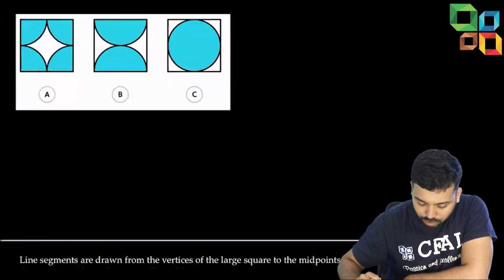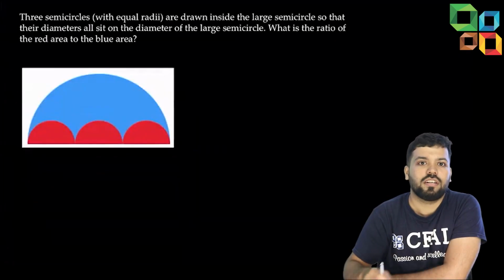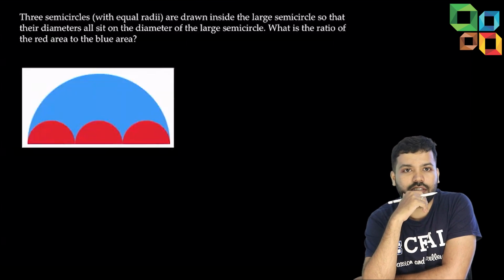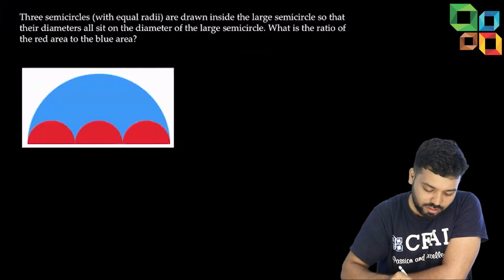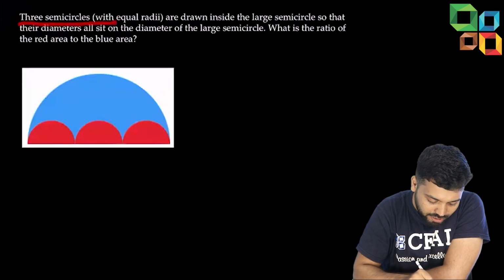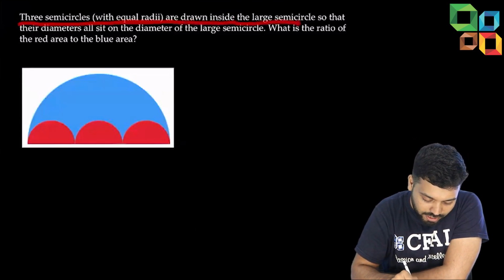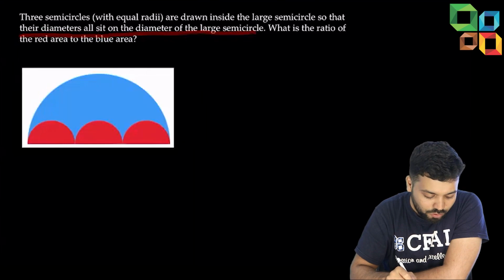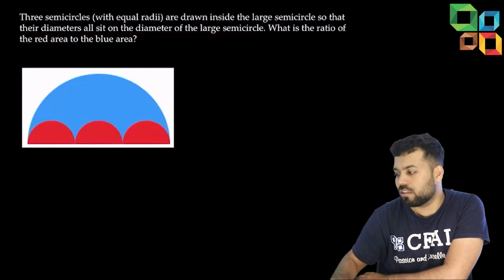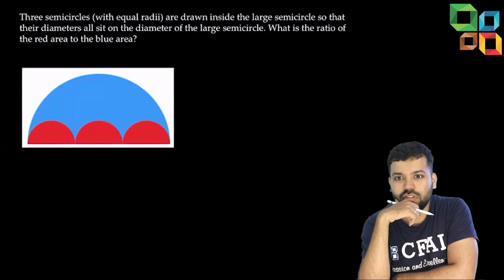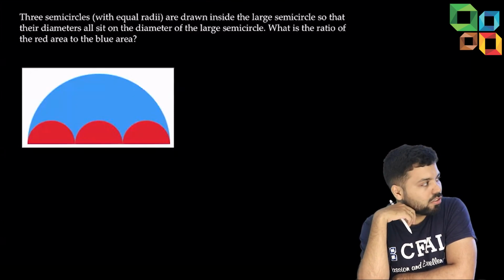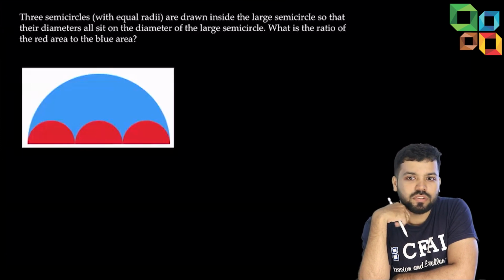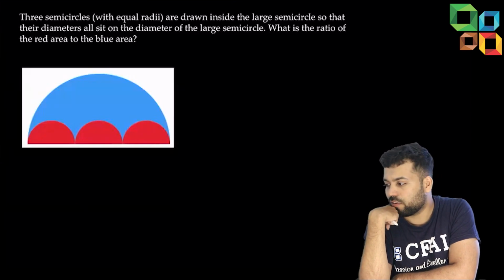Okay. We'll move on to the next question. Try this question. 3 semicircles with equal radii are drawn inside the large semicircle so that their diameters all sit on the diameter of the large semicircle. What is the ratio of the red area to the blue area? Which one will have more area, blue or red? So obviously blue will have more area. So the ratio should be a fractional ratio. So the answers we are getting are 1 by 2 and 1 by 3.